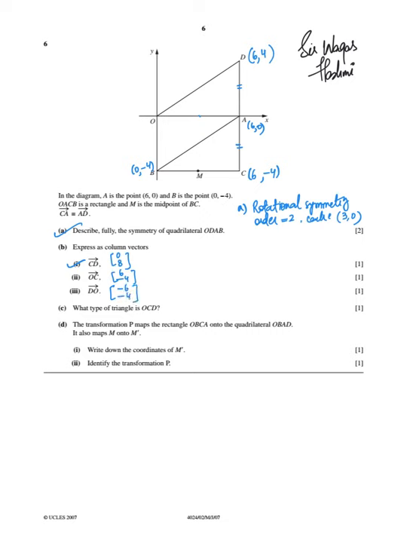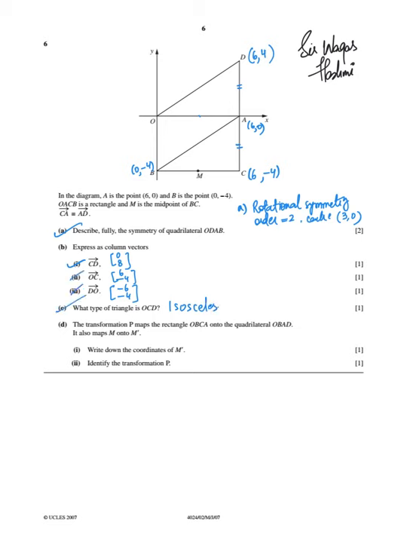Alright, so now it says what type of triangle is OCD? O, C and D. So OCD is an isosceles triangle because OD and OC are both the same length. So I'm going to write the type of triangle: isosceles triangle.